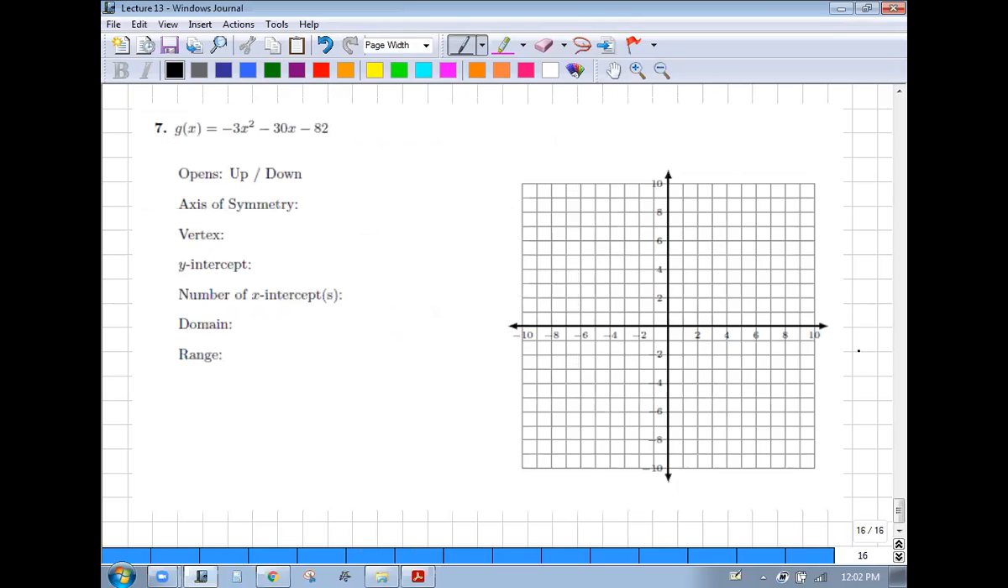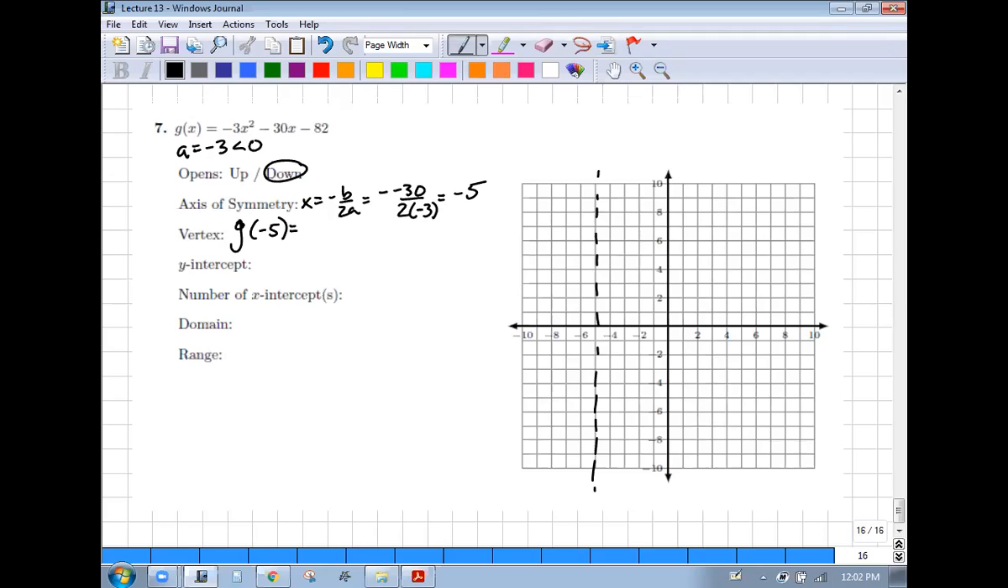Okay, so here a is -3. It's negative, so it opens downward. Axis of symmetry, -b over 2a. We have -(-30) over 2 times -3. So 30 over 6 would be 5. So we go to the left 5. Here's our axis of symmetry. The vertex lies on there somewhere. To find out where, we plug that into our function.